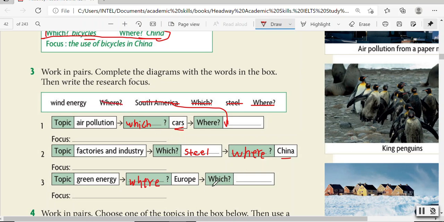And which, checking green energy. The example, for example, for instance, which is wind energy, because it's an example for green energy in Europe.